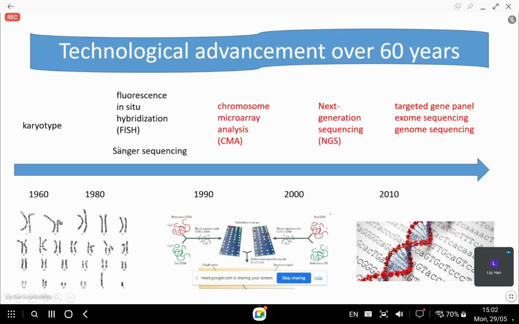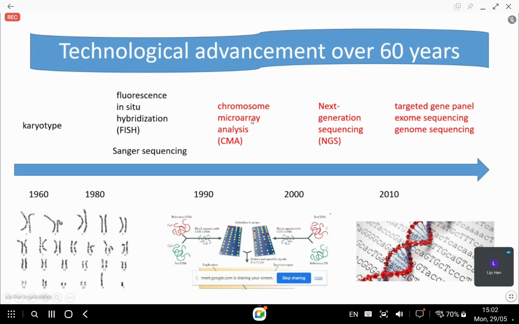And at the same time, we have Sanger sequencing. Sanger is used to detect single gene disorder. And after year 1990, we have chromosome microarray analysis, which can detect microdeletion and microduplication in the chromosome. So this is used to look for chromosome disorders. And after year 2000, we have next generation sequencing, NGS, which allows us to sequence many genes at one time, which saves a lot of time and cost. So this NGS includes targeted gene panel, exome sequencing, and genome sequencing.